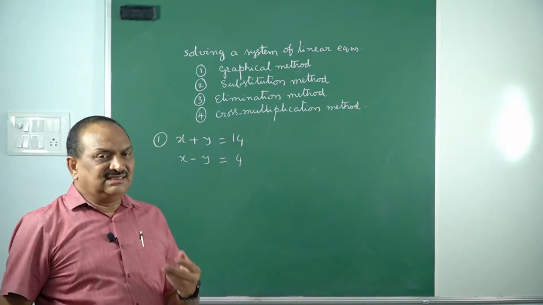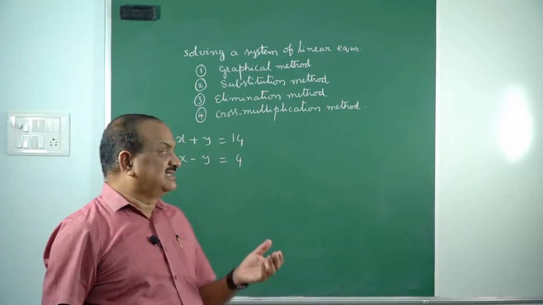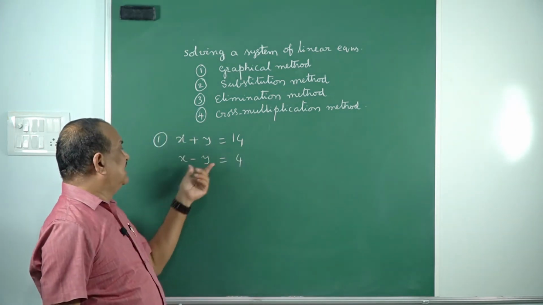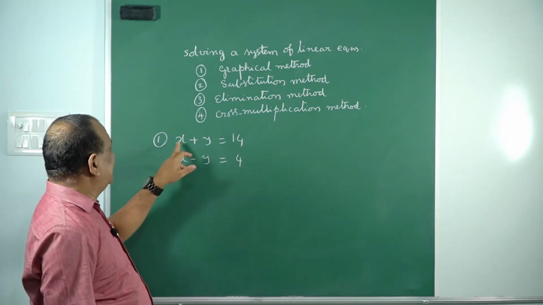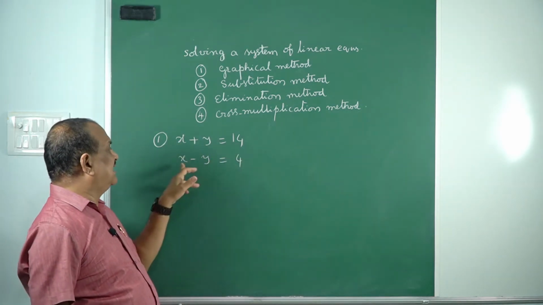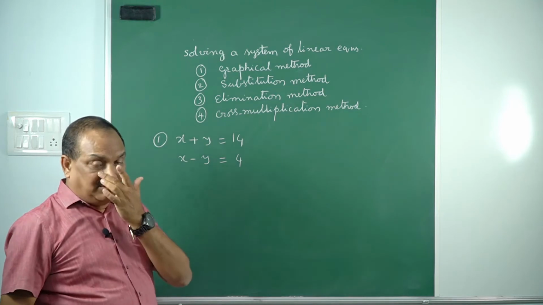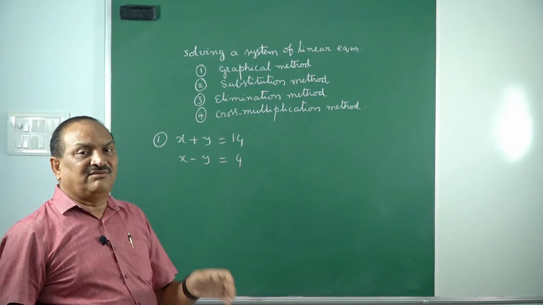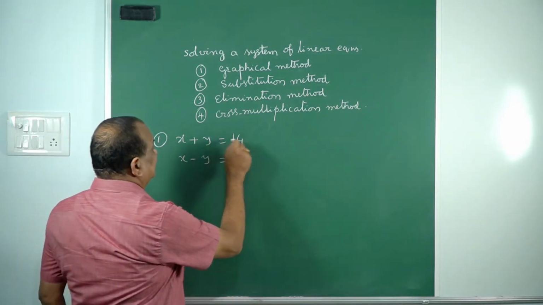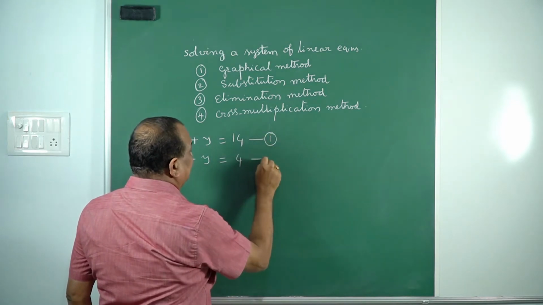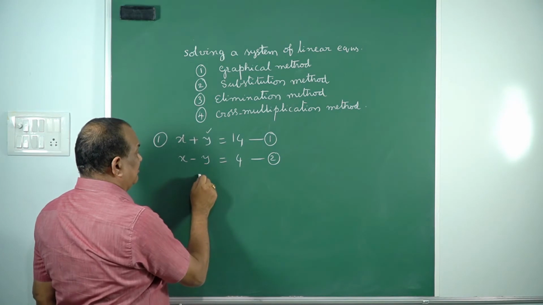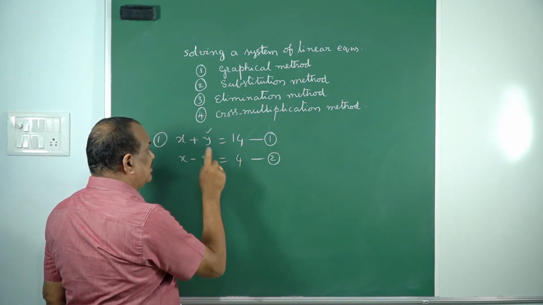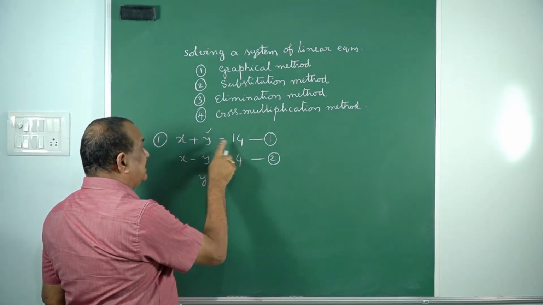So this is an easy one to solve, because the sum of the numbers is 14 and the difference is 4. You can guess 9 plus 5 is 14 and 9 minus 5 is 4. However, the method we are following here is: this is the first equation and this is the second equation. From the first equation, tell me what y is. So y is equal to 14 minus x.